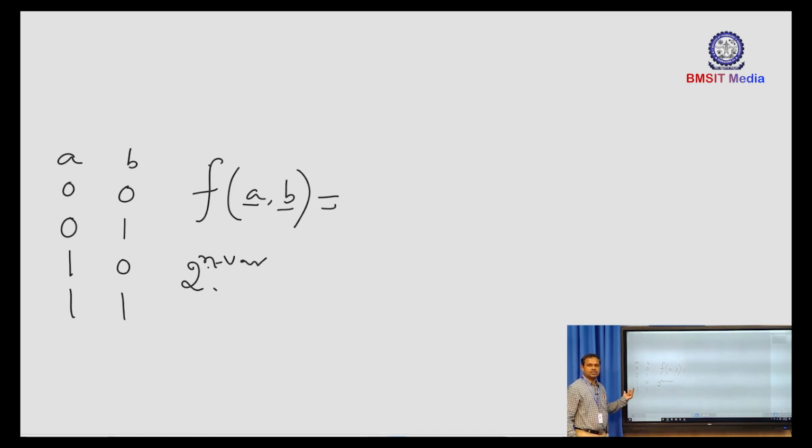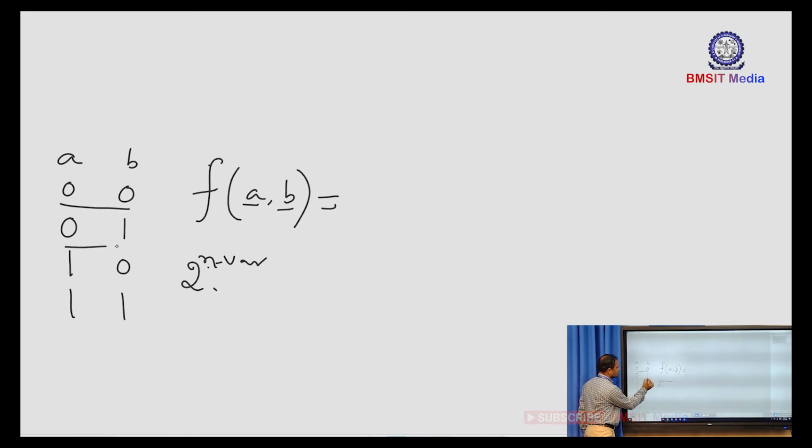Looking at this, you can easily understand that a two variable function f of AB can give me 4 different values of AB. What are those 4 different values of AB? That is 0 0, 0 1, 1 0, 1 1. These are the 4 possible values I would get from a function f of AB.